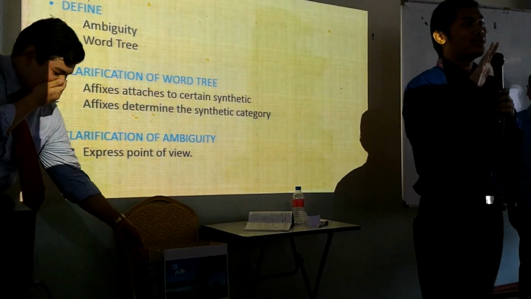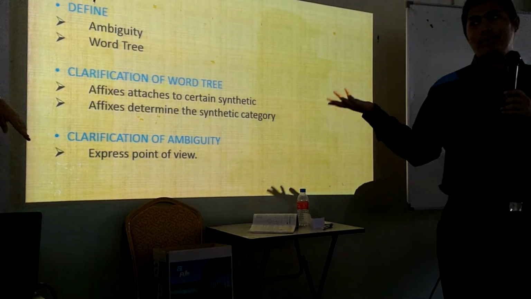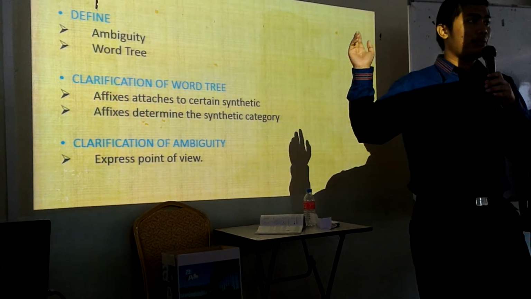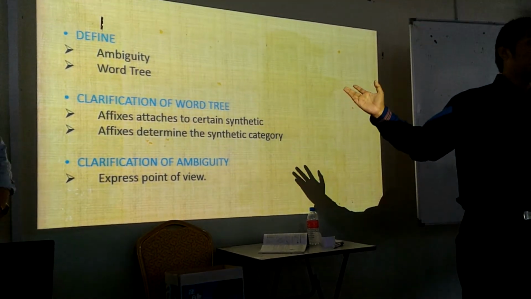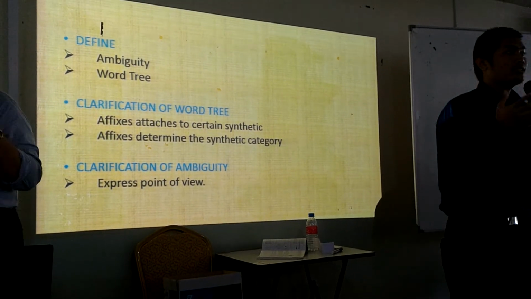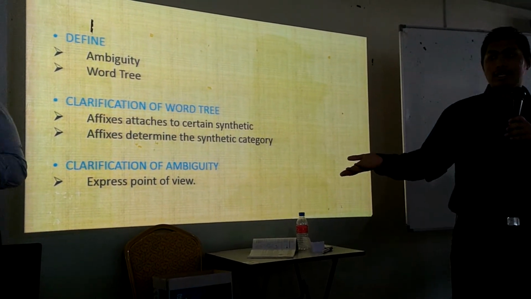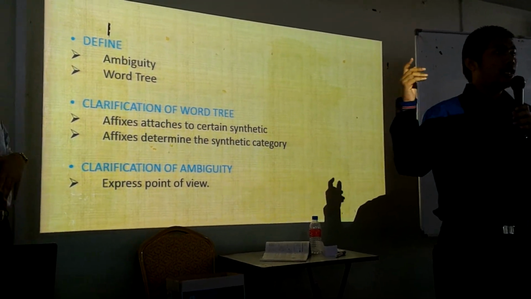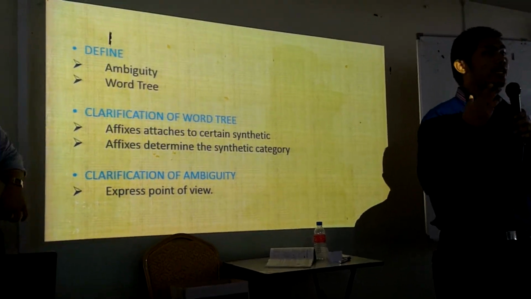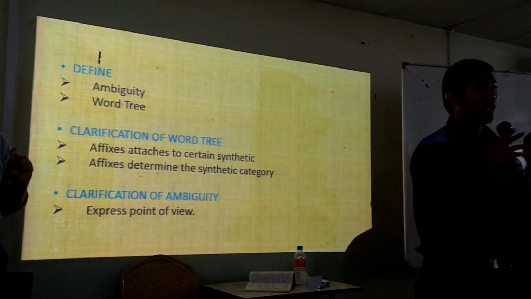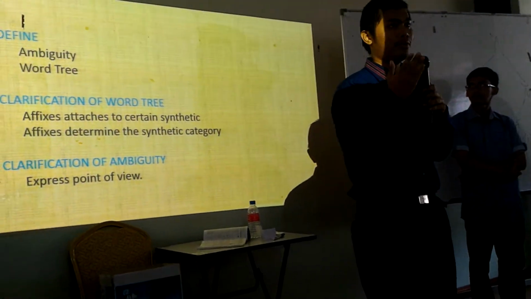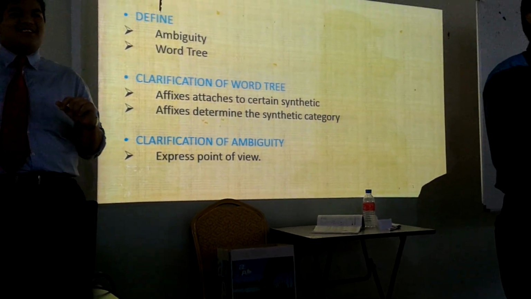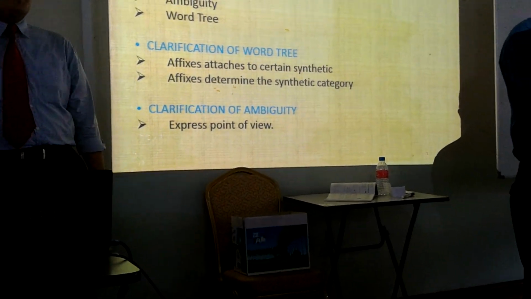So I just want to touch the surface of what my group has presented. First, you need to know the definition of word tree and ambiguity. Word tree, in simple words, is the rule of English in terms of affixes, right? And then ambiguity, you can say it's based on someone's opinion because an ambiguity has more than one meaning. For example, like my friend said, the word unbreakable. Unbreakable means that something cannot be destroyed, right?